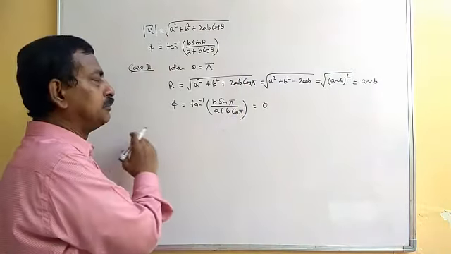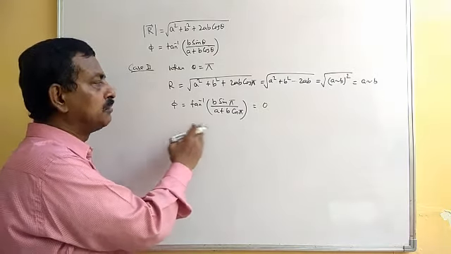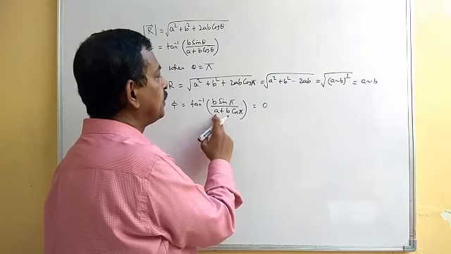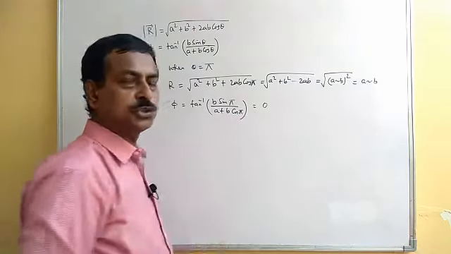Then phi, which is the angle made by the resultant with the vector A, is again tan inverse of B sin pi divided by A plus B cos pi, which is 0.